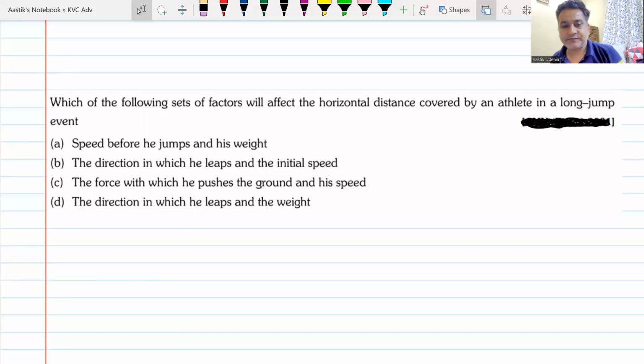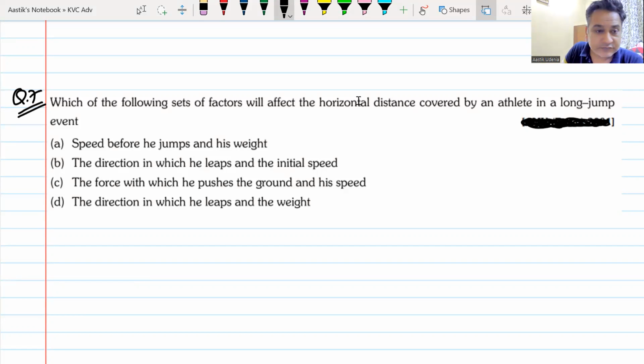Comes the next one. Which of the following sets of factors will affect the horizontal distance covered by an athlete in a long jump event? Question number 7, I think, or 6. Doesn't matter. I put 7, so it is now 7. I'll give you 2 minutes to solve this.